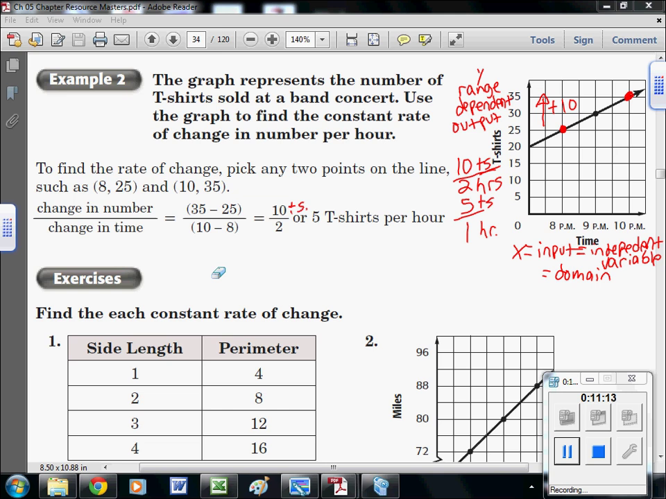So that's still 10 t-shirts over 2 hours. It gave us the same thing. This is how you could calculate it. So the change in your output over the change in your input. Simplify, and that tells you your rate of change, which is 5 t-shirts per hour. So this is what we mean by calculating a constant rate of change.